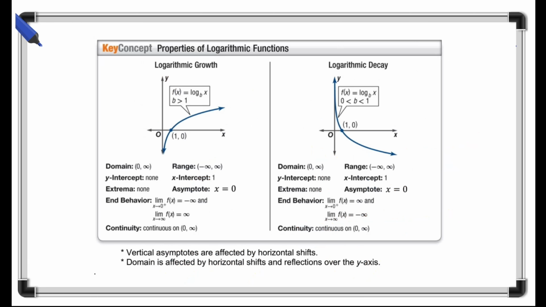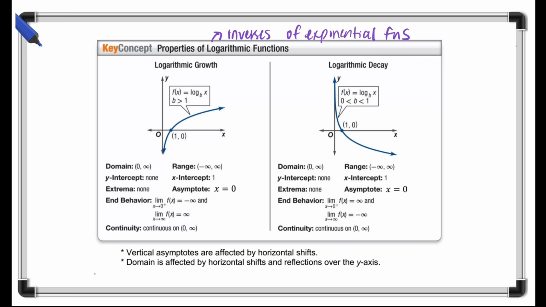Now here we're going to look at the properties of logarithmic functions. Just remember that log functions are inverses of exponential functions. If you need to review exponential functions, you could check out the video linked above. With these being inverses, certain characteristics are going to be the reverse of what exponential functions are.